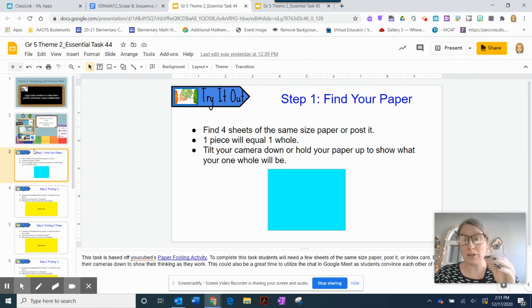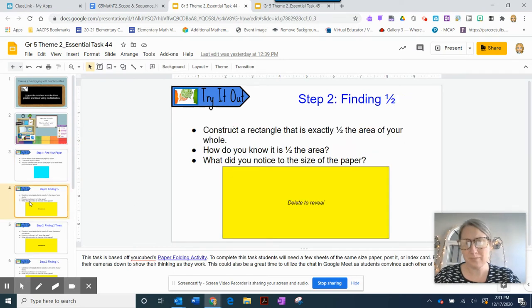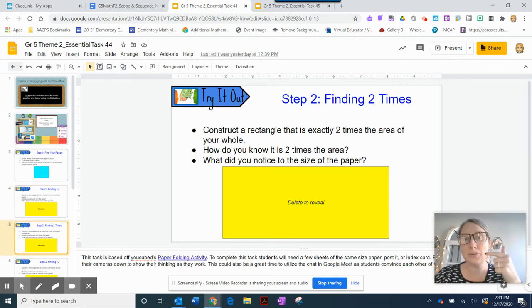They're going to be able to tilt their cameras down to show their paper folding, or they could hold their paper up, whatever works best for you and your students. So just starting off, finding some paper, they're then going to fold their paper in half. How do we know that that's half of the area? How do I know that that's half? Once again, we know that right now we're finding 1/2 of one whole, or we are multiplying, right? Multiplying by that 1/2. Then I'm going to find 2 times.